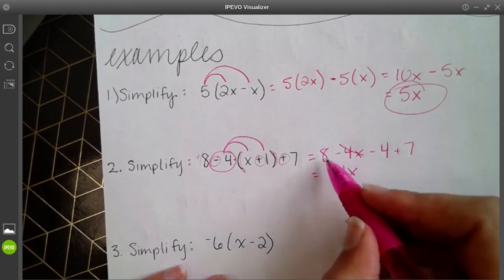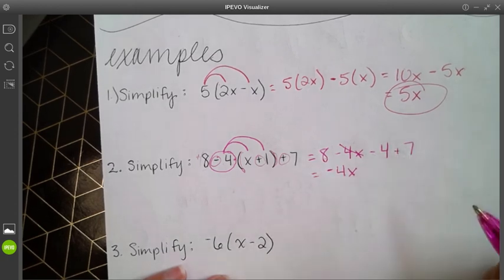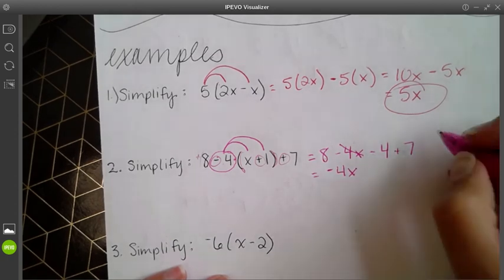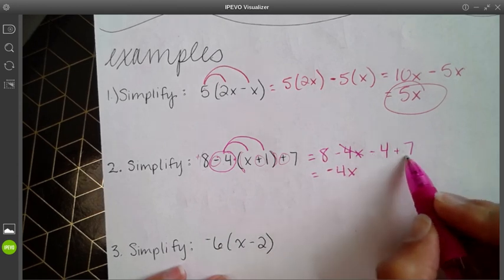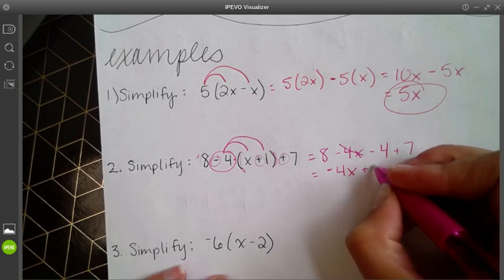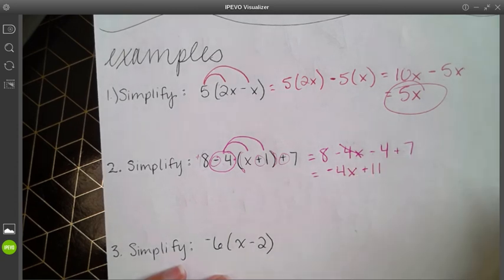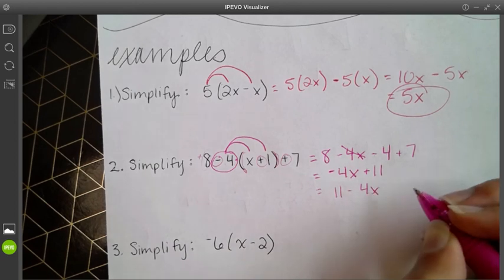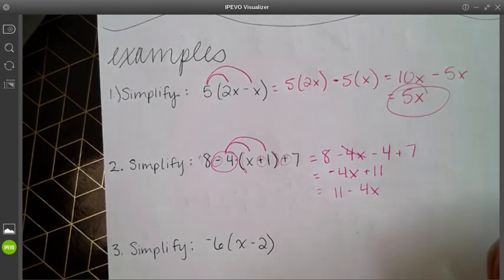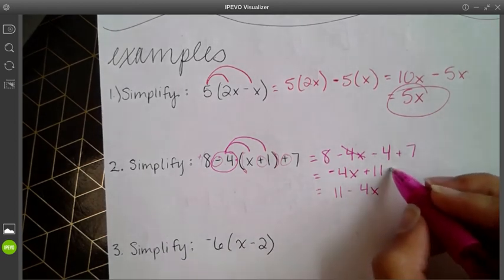Then I have 8 minus 4 plus 7. So we can just do that across. 8 minus 4 is 4, plus 7 is 11. So I have a positive 11. And that is our answer. You can write it as 11 minus 4x if that's easier to look at and deal with, okay? But both of these could be an answer.